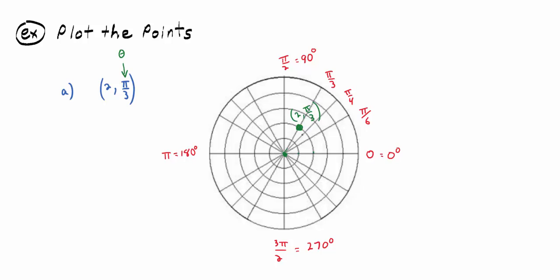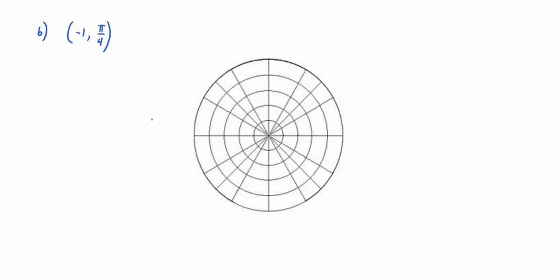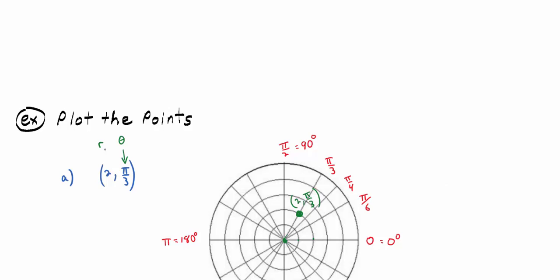Easy enough? Yeah, it's not bad. Let's do another one. Now this might throw you a little bit. So in that last problem, r was 2, right? I didn't state it because you guys stated it for me, but in that last problem, r was 2. What's r in this problem?